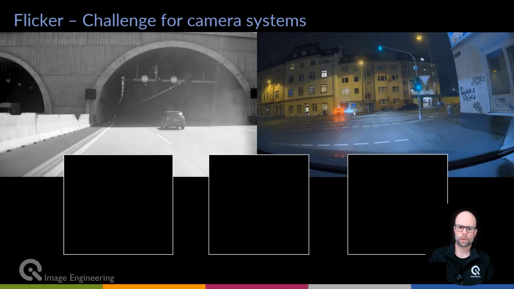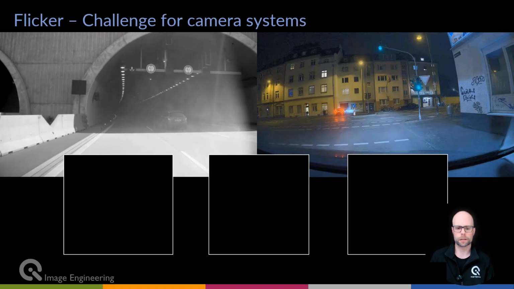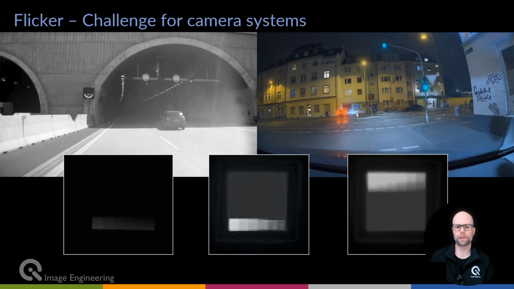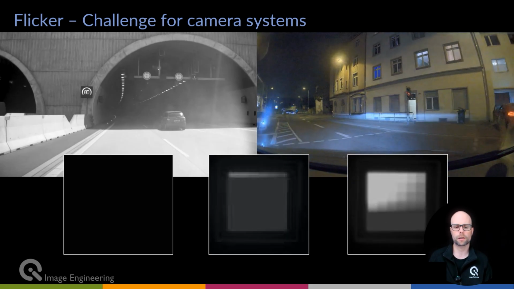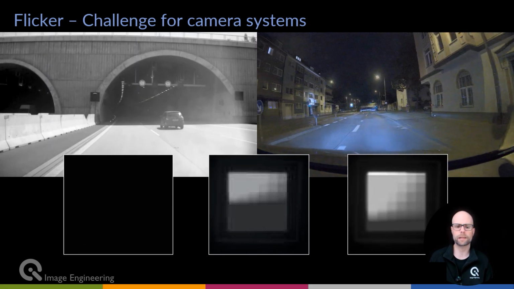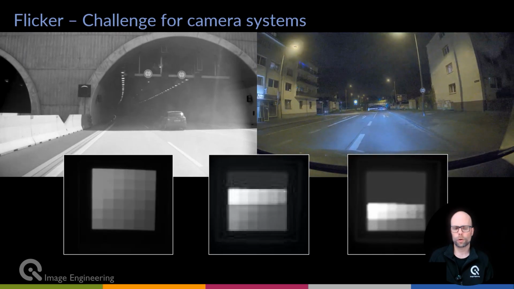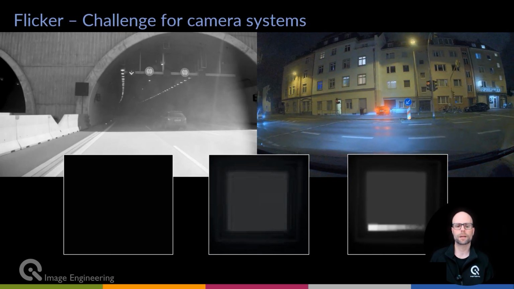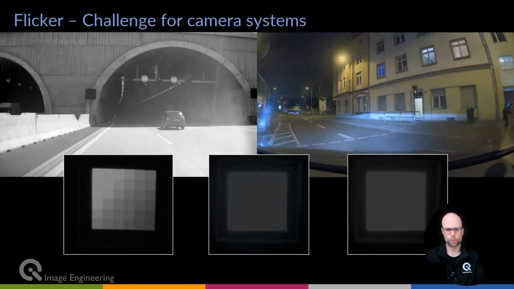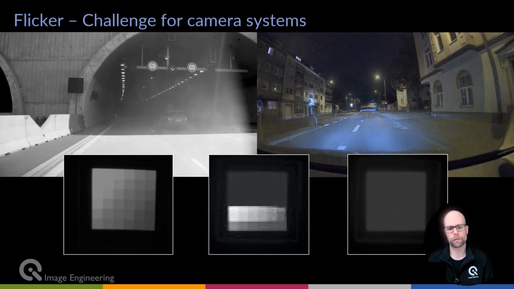So let's have a look at flicker. When we say flicker, these are the effects that I typically talk about. For example, on the left there's a road sign, 80 kilometers per hour. For a couple of frames, it's invisible to the camera because the camera has a problem with the PWM that this road sign has.